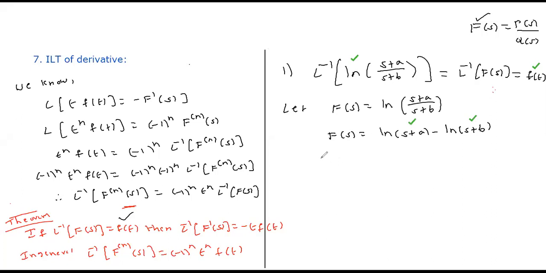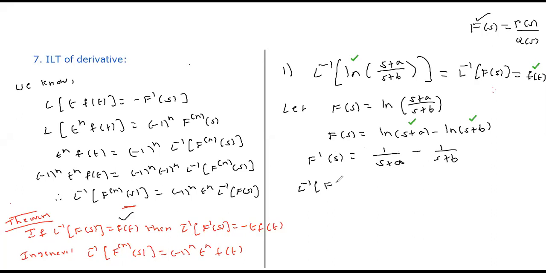By finding the derivative. If I differentiate, the derivative of 1 by log of (s plus a) over (s plus b) is 1 by s plus a minus 1 by s plus b. I know the inverse transform of these two functions, right? Now apply L inverse on both sides.